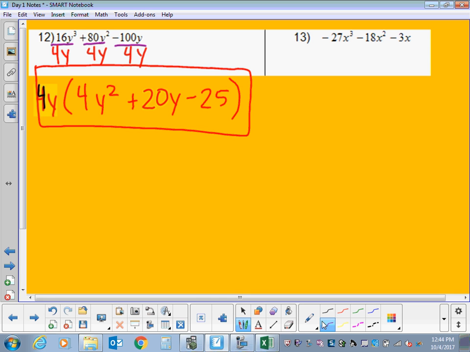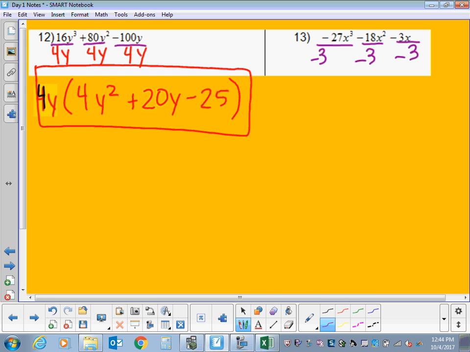Number 13 is a red flag for me. It starts with a negative, so I know my GCF is at least going to have what? A negative. Then I have 27, 18, and 3. What's my GCF? 3.